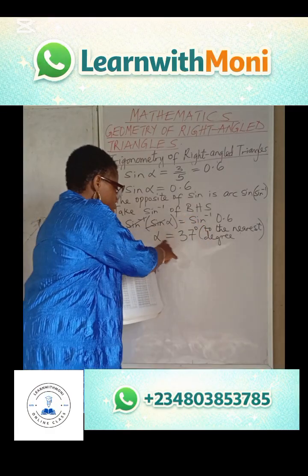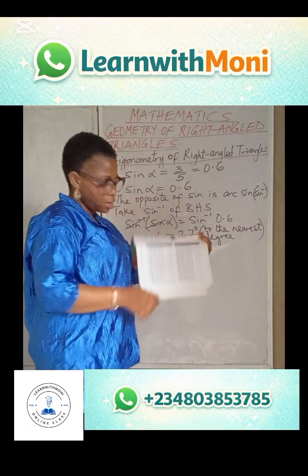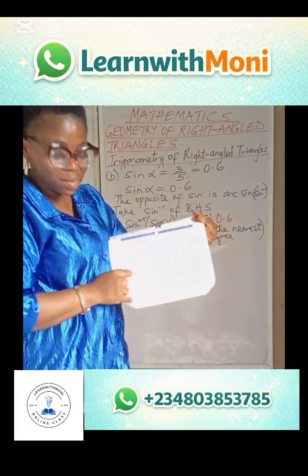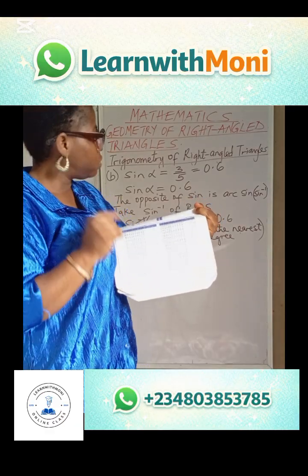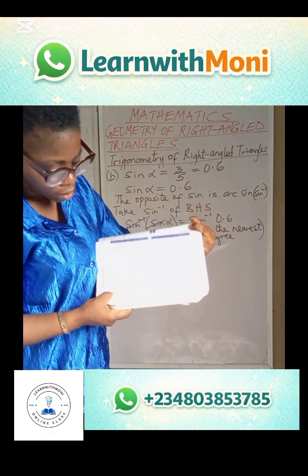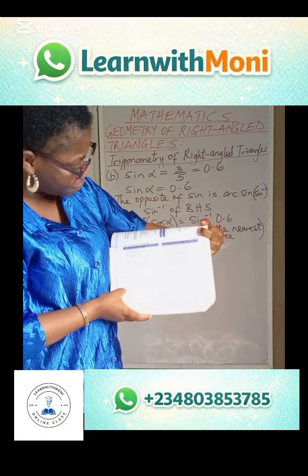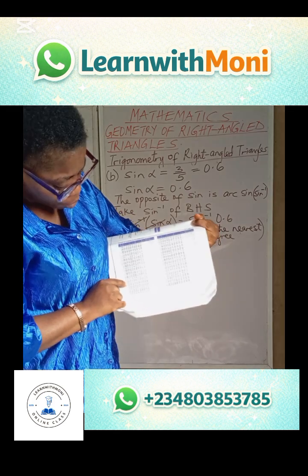So I want to know the angle whose sine is 0.6. I will look inside this table, all these numbers inside the table. I will look for the closest one to 0.6. At this point, I can see at 37 under 0, I can see 0.6018.